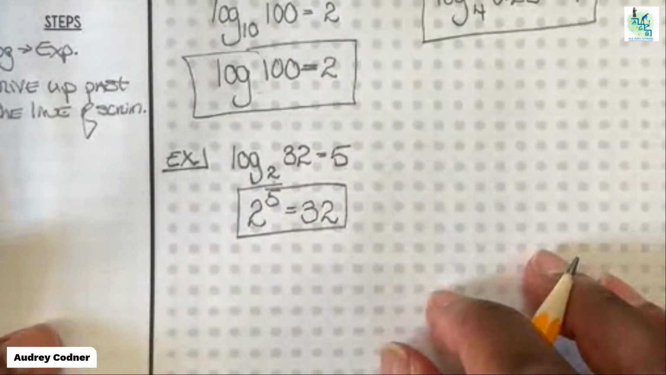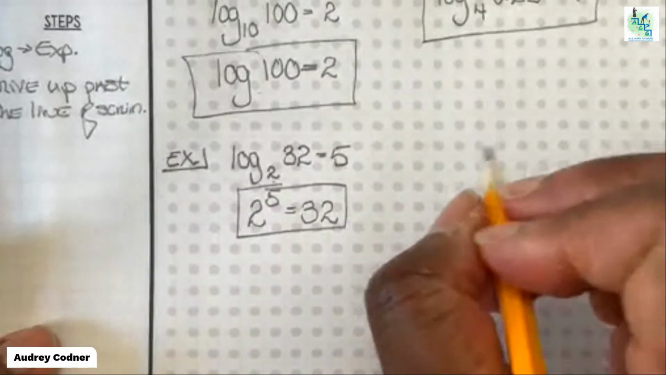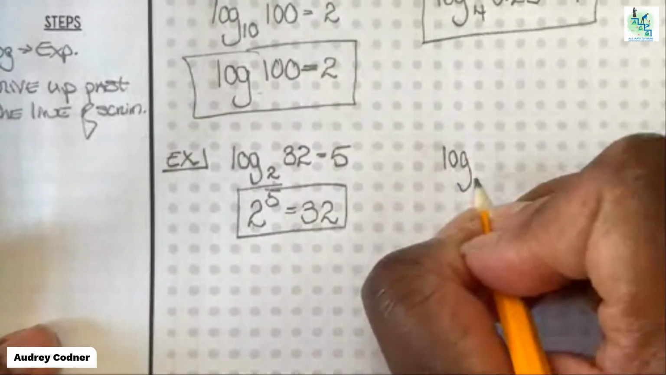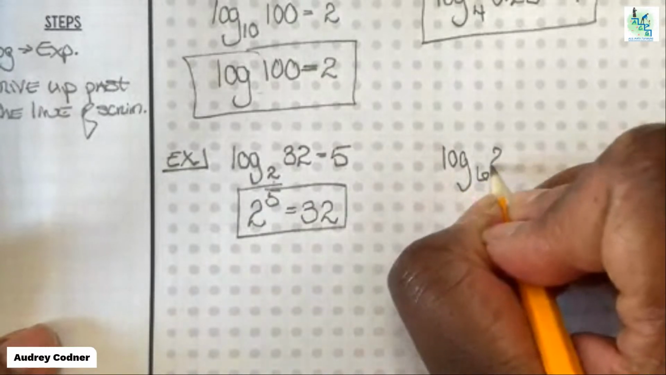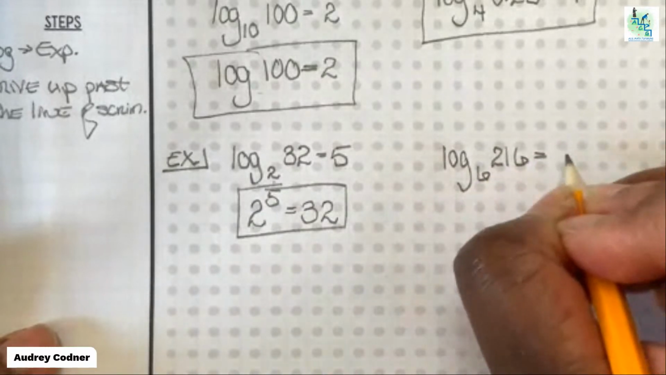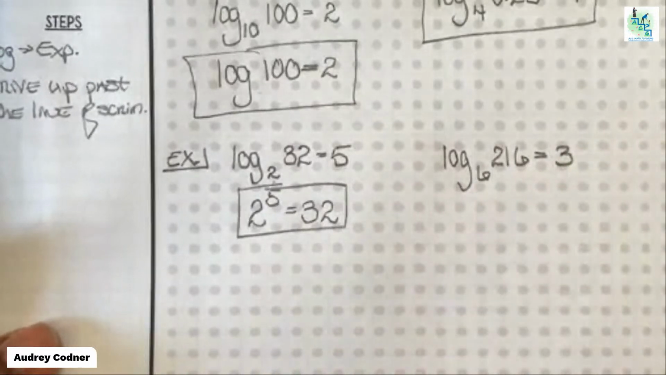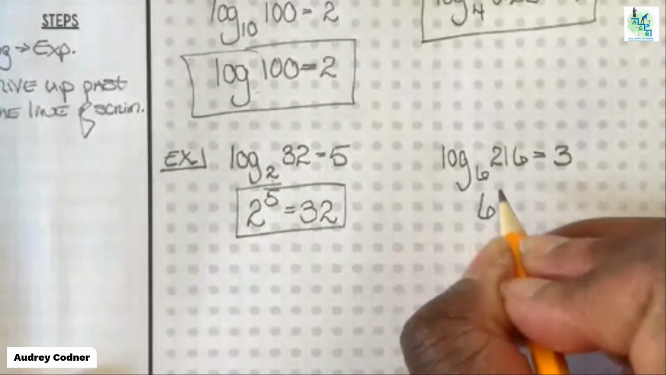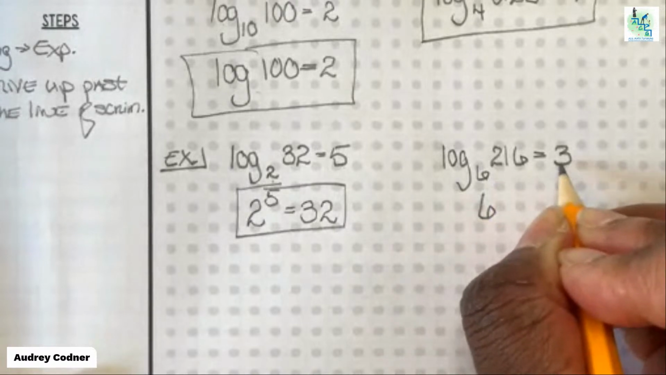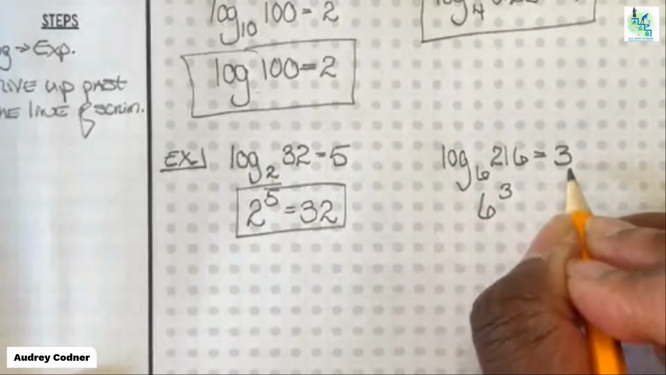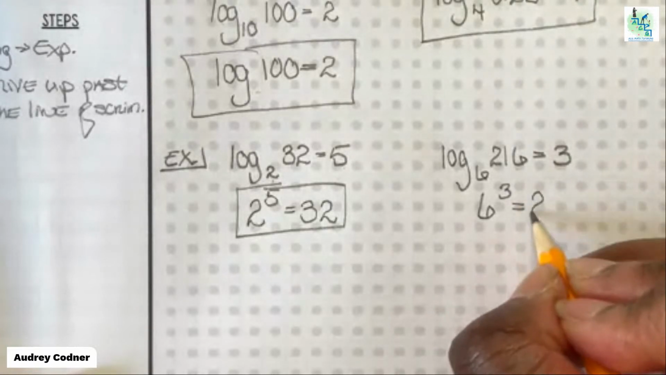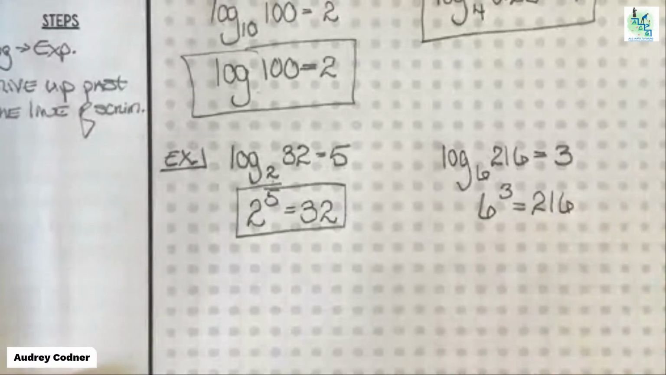So if I do it once more, I'll have my log base 6, 216 is equal to 3. So this time I have my base, which is 6, past the line of scrimmage, so that means that 3 is my exponent, and it's going to equal my result, which is 216. Okay.